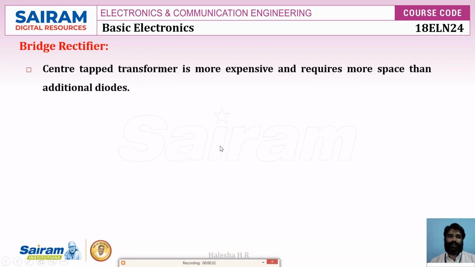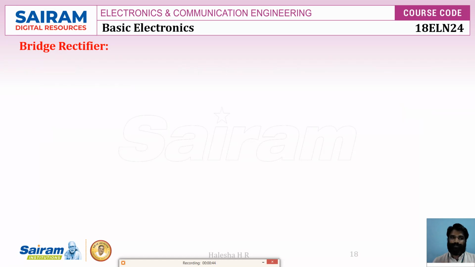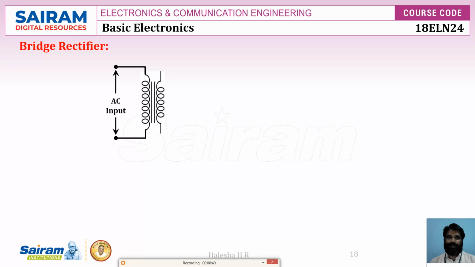So bridge rectifier. The center tap transformer is expensive and requires more space than the additional diodes. So the most popular type of rectifier used is the bridge rectifier. It consists of four diodes. Again, the AC input to be rectified is applied to the primary of the transformer, and we use four diodes D1, D2, D3, D4 that form a bridge. Here, dissimilar polarity.